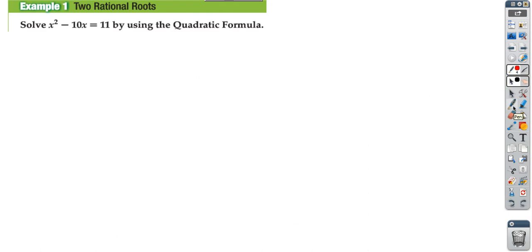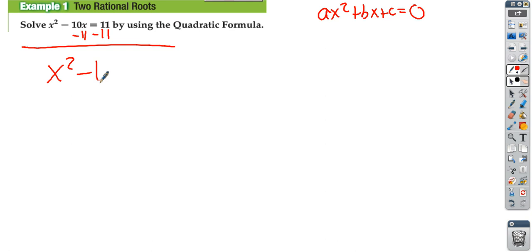So how do you use the quadratic formula? Well, first of all, you always need your equation to be in this form right here. You always need it to be in standard form, which means it equals 0. This doesn't equal 0, but we can make it equal 0 by subtracting that 11 over.